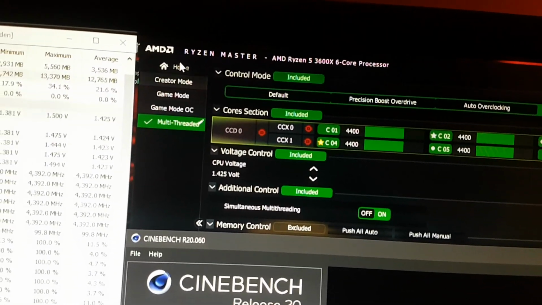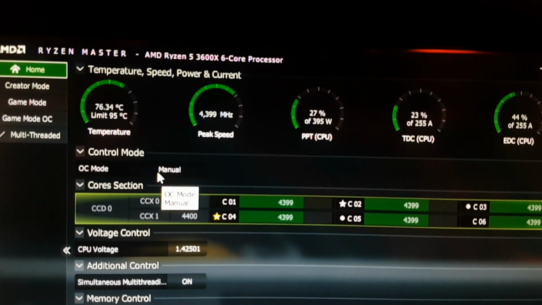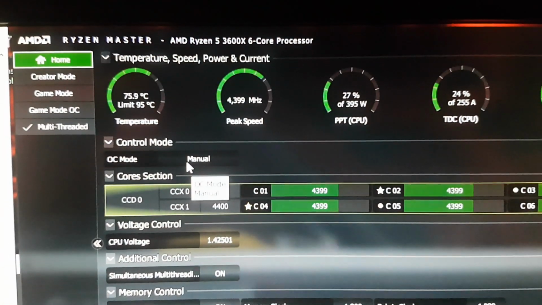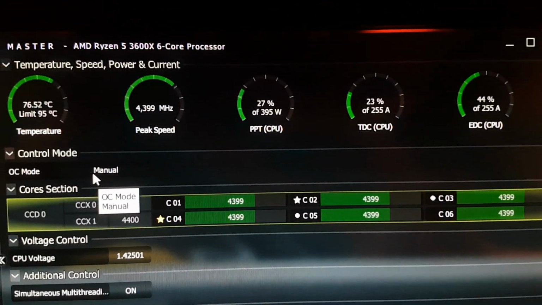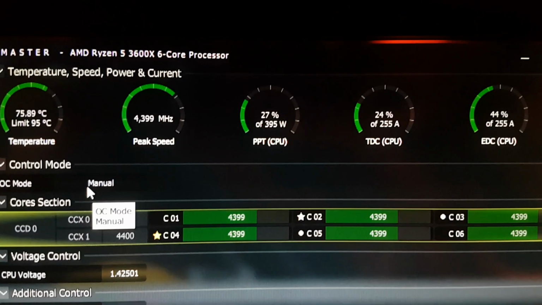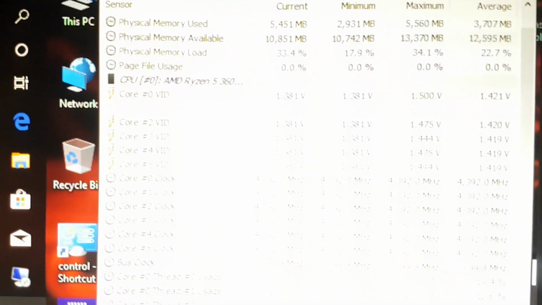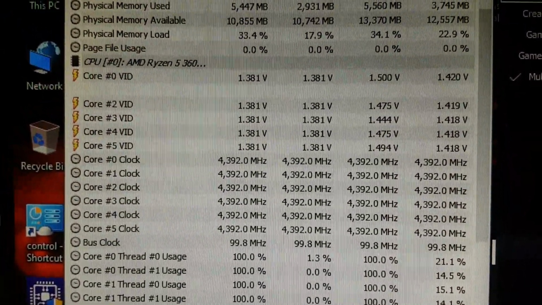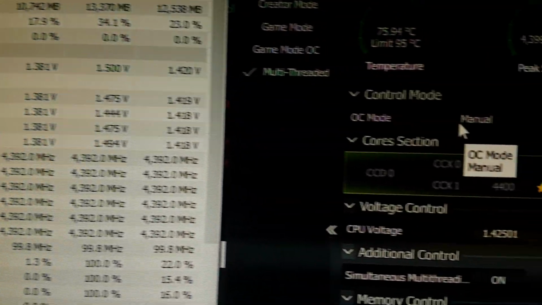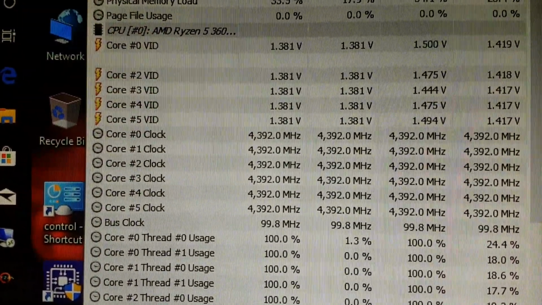So let's go to home mode. It's still going. So all the cores are at 4.4. I wish it showed how many watts it was using instead of a percentage. I don't know, could be asked to work it out. Okay, so it's not really using 1.425 volts as it says there. Apparently it's using 1.38 volts.